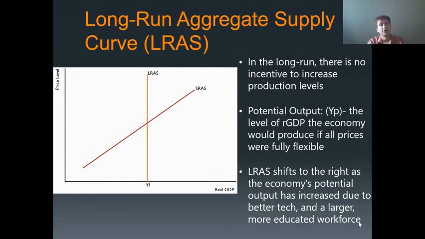The long run aggregate supply, however, can shift as long as your economy's potential output has increased. And this is due to things like better technology, larger workforce, more educated workforce, things like that.